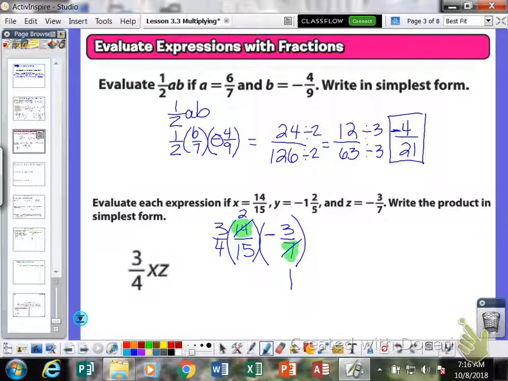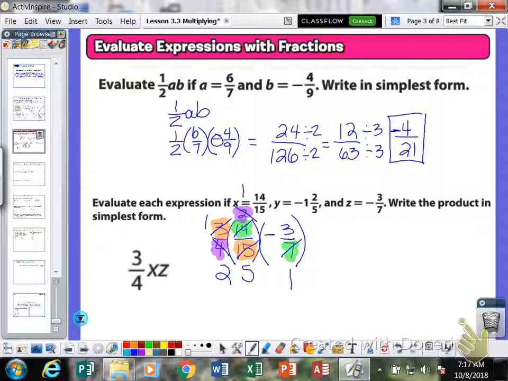What else do I notice? Then I notice that 3 in the numerator and 15. So 3 can go into 15. 3 goes into 3 once, and 3 goes into 15 5 times. Then I have one more that I see here, which is the 2 and the 4. There's a 2 in the numerator and a 4 in the denominator. 2 goes into 2 once, and 2 goes into 4 twice.